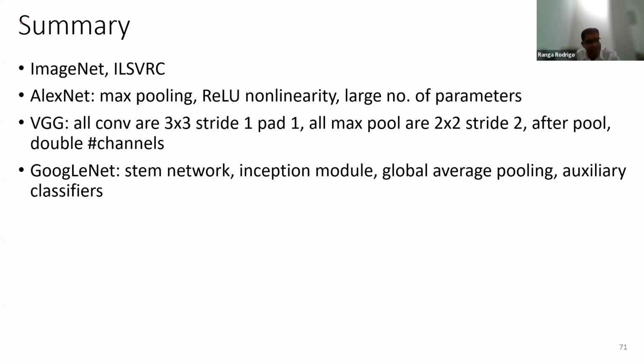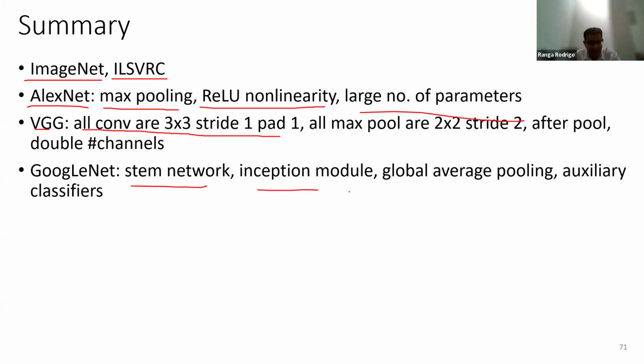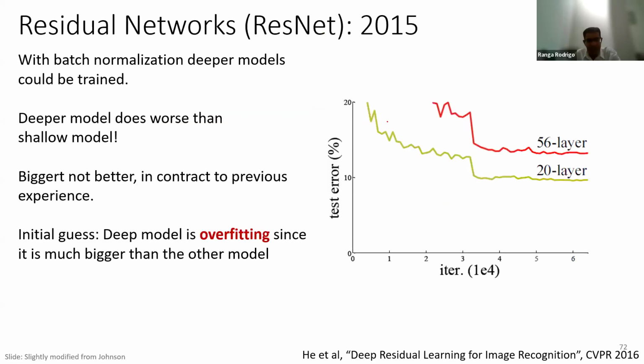So if you summarize the things that we studied under this section, the ImageNet Large-Scale Visual Recognition Challenge, ILSVRC, was there, and AlexNet was introduced, that revolutionized everything. It introduced max pooling, ReLU nonlinearity, and a large number of parameters. And then VGG said all convolutions must be 3 by 3 stride 1 pad 1, all max pools are 2 by 2 stride 2, and after pooling, double the number of channels. GoogleNet introduced the STEM network, the inception module, and global average pooling, which is something people use even now. Okay. Now in 2015, there was an important network introduced called the residual network.